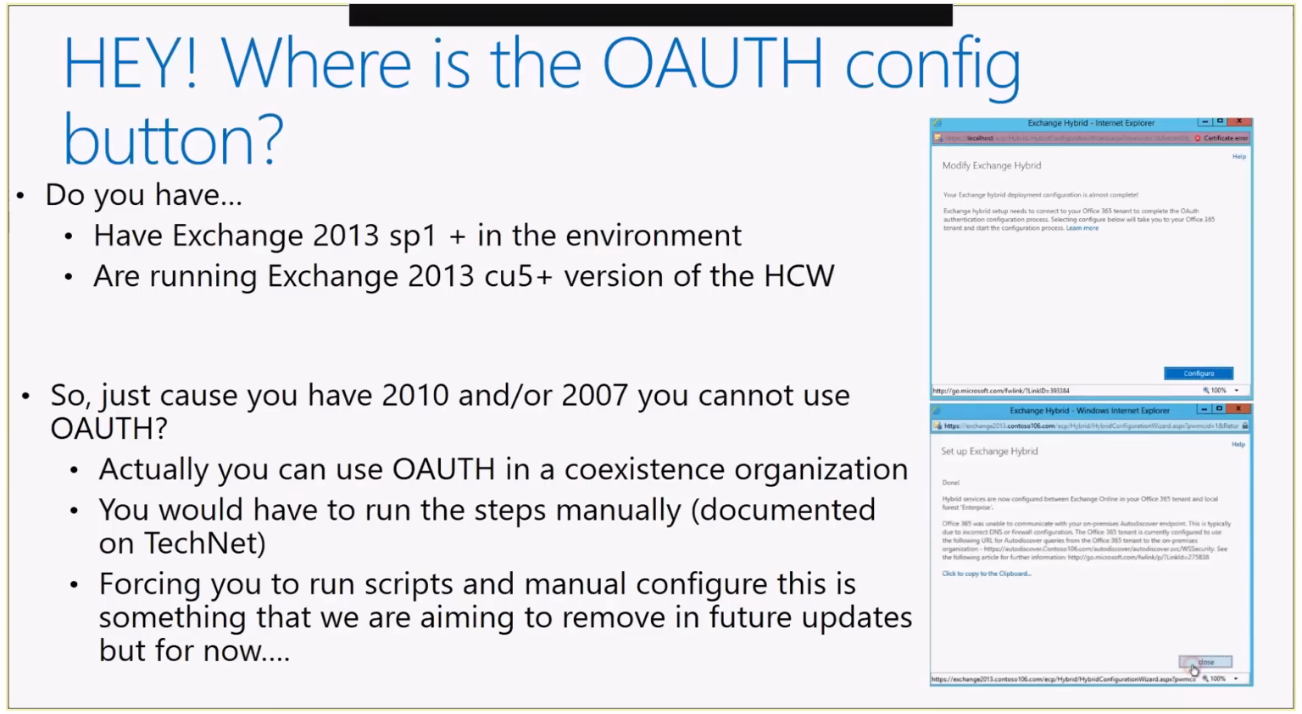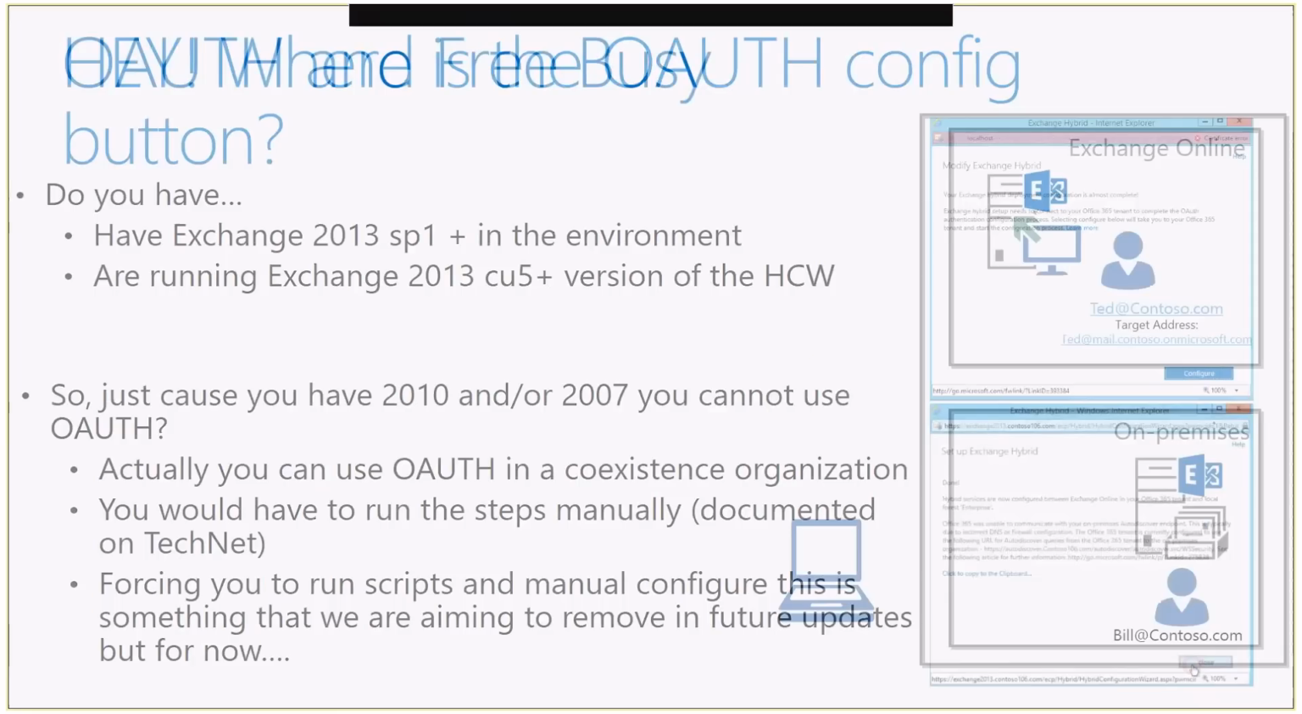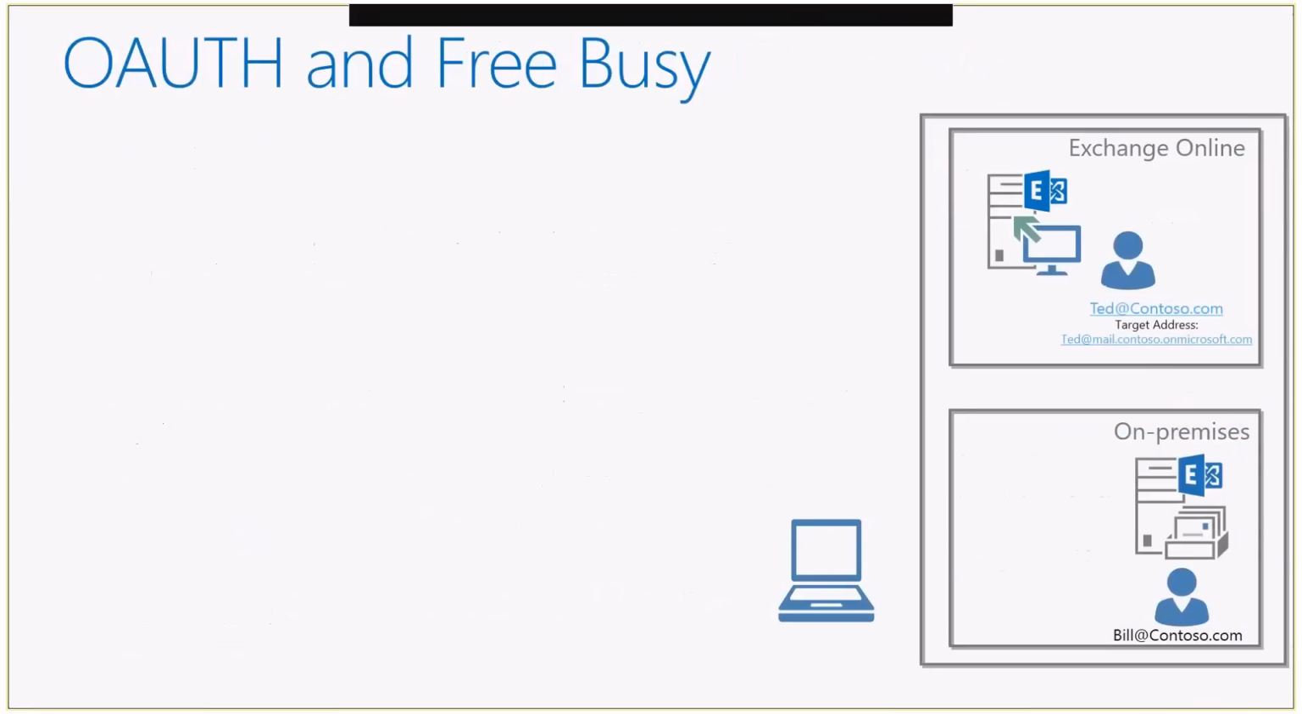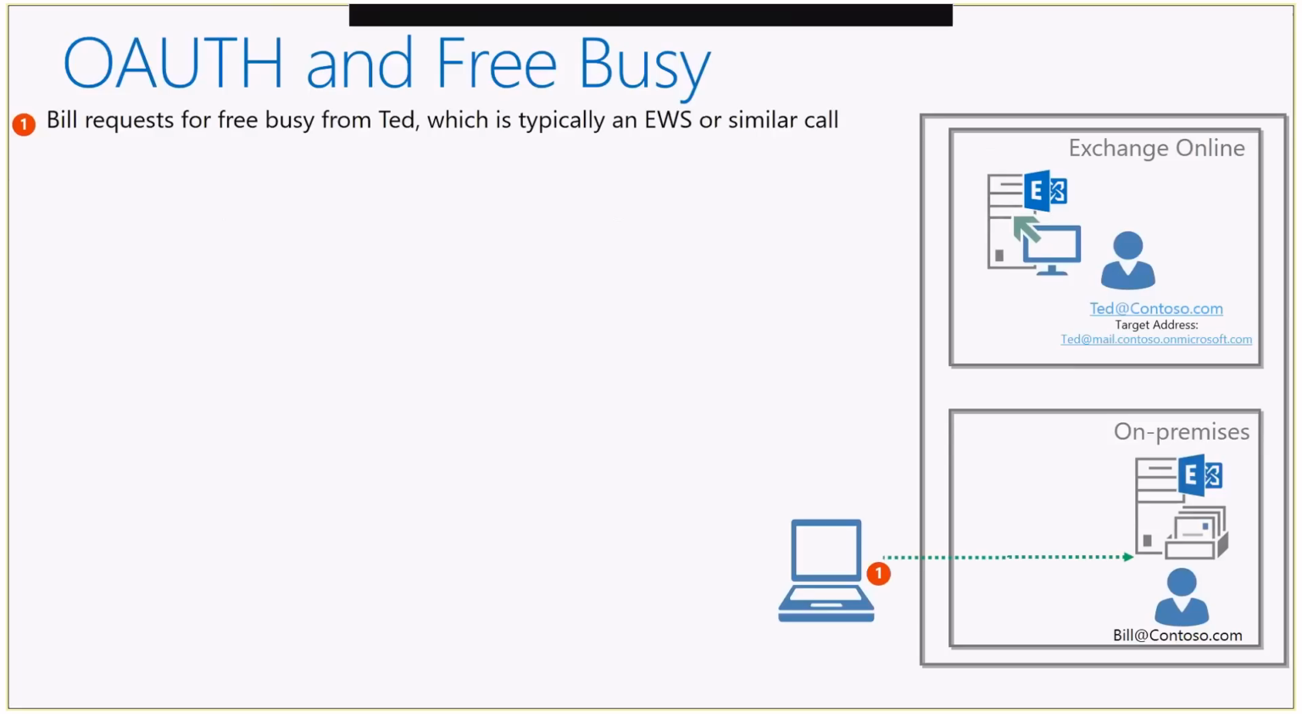You can go and configure it manually. So how does OAuth work with free busy? I say free busy because it's a more common feature. It would be very similar for discovery searches and everything else too. But let's just go through the free busy approach. Let's say Bill is looking up Ted's free busy. Bill is on premises, Ted is in the cloud. Bill requests free busy for Ted, and that will typically come in the form of an EWS call to the on-premises server, because Bill is an on-premises user.